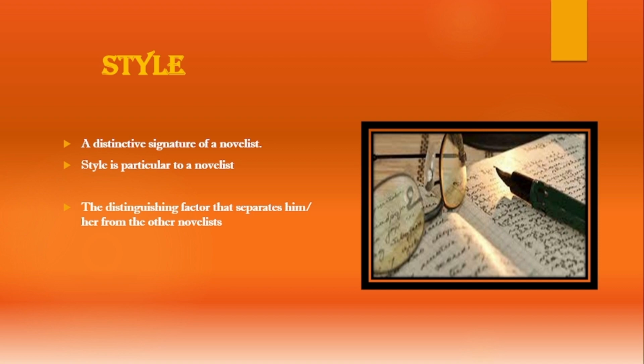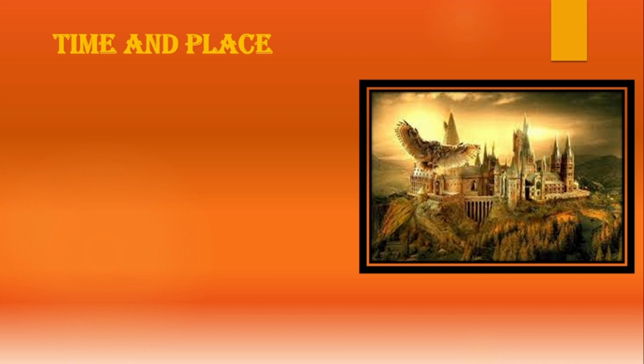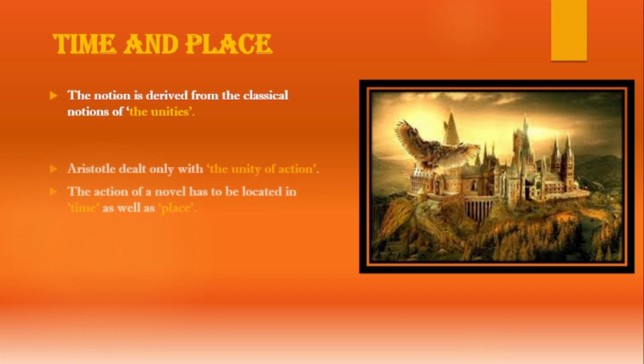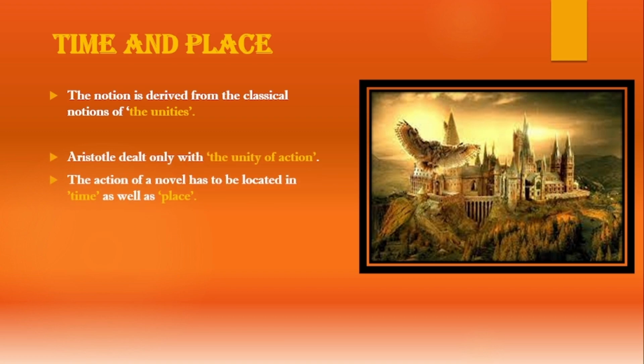Time and place. The notion of time and place is derived from the classical notions of the unities, and these are very often ascribed to Aristotle. Which are the three unities? Unity of time, unity of place, and unity of action. Aristotle, however, dealt only with the unity of action. Remember, he was talking about tragedy, not novel.